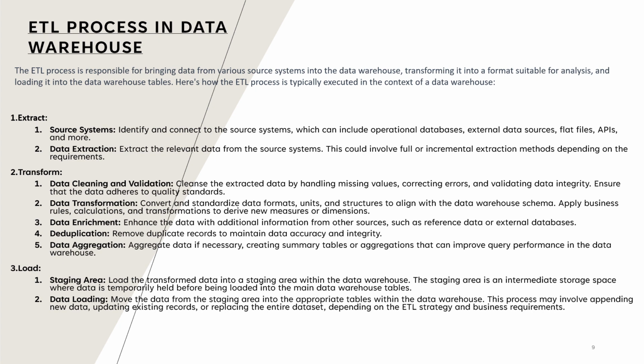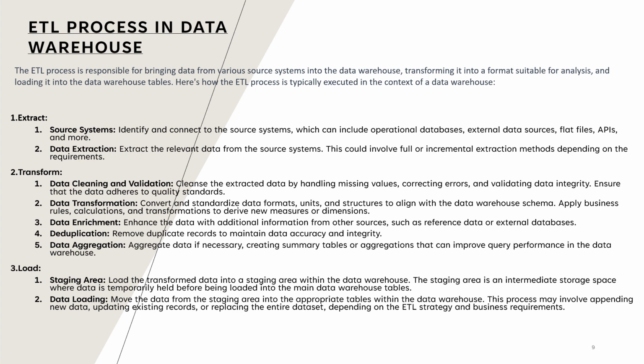In extract, there are two different phases: source system and data extraction. In transformation, there are generally five major phases: data cleaning and validation, data transformation, data enrichment, deduplication, and data aggregation. And in loading, there are mainly two phases: staging area and data loading.